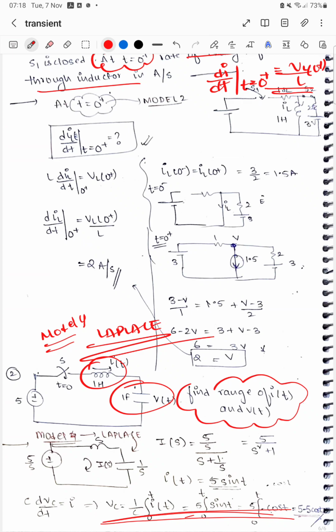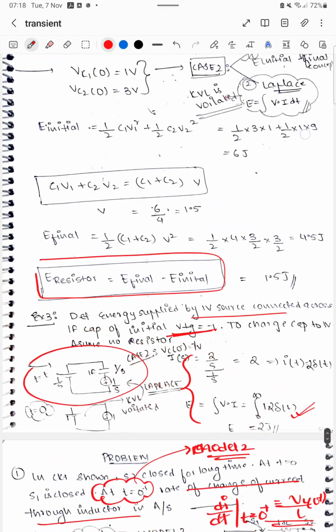If VC(0) is 0, then the model is very simple: ER equals EC at infinity, that is half CV square, and ES is equal to ER plus EC. But if VC is not 0, in that case there will be two models. If everything is proper, then we do initial minus final energy. But if it is a second order system or KVL is getting violated, in that case we do straight away Laplace. Fine.